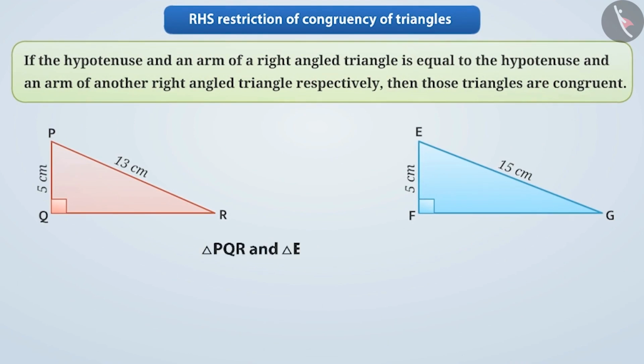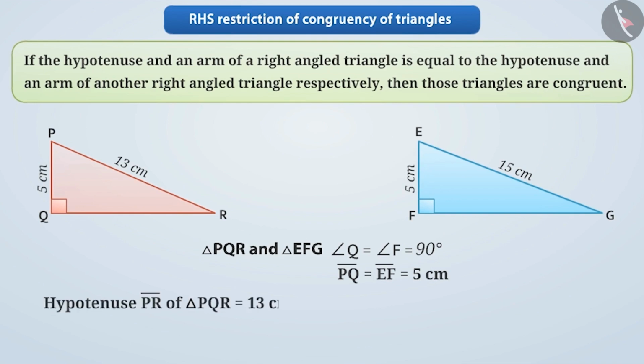Now let's talk about triangle PQR and triangle EFG. Among these, angle Q is equal to angle F is equal to 90 degrees. The side PQ is equal to EF is equal to 5 cm, but the hypotenuse of triangle PQR is 13 cm, while the hypotenuse EG of triangle EFG is 15 cm.